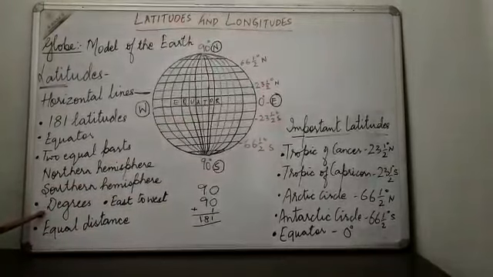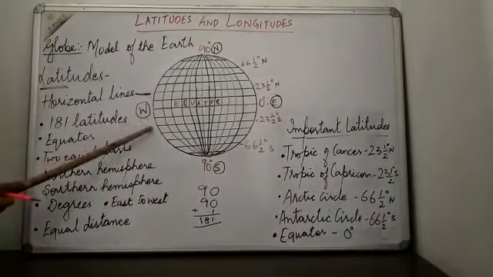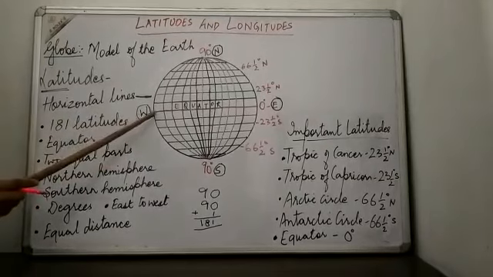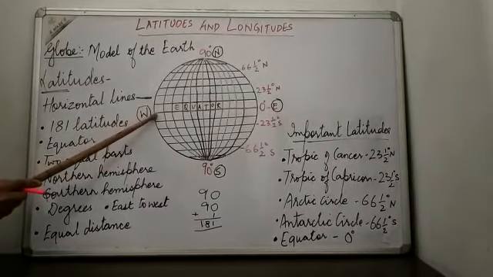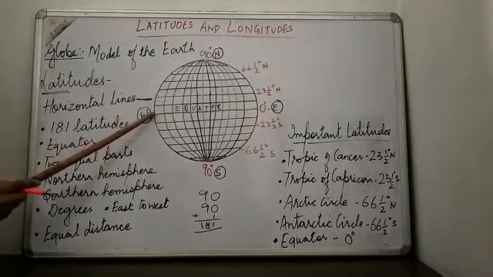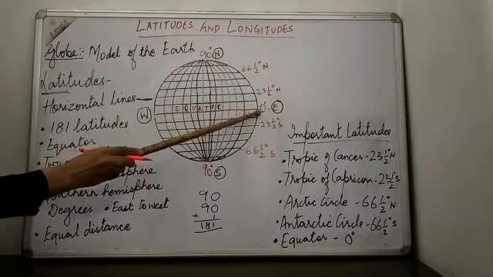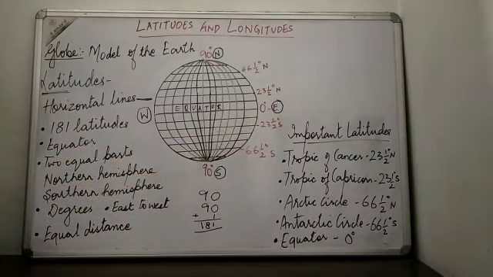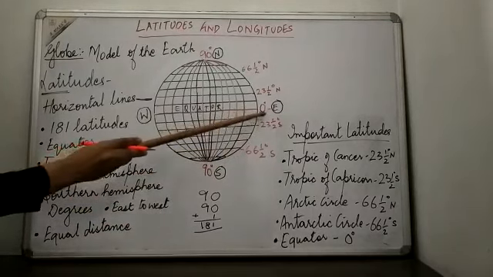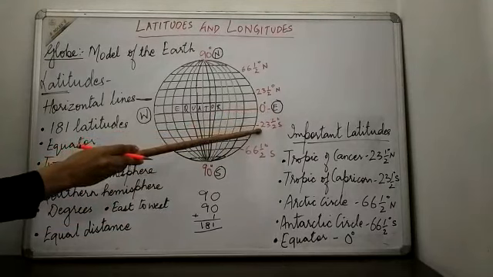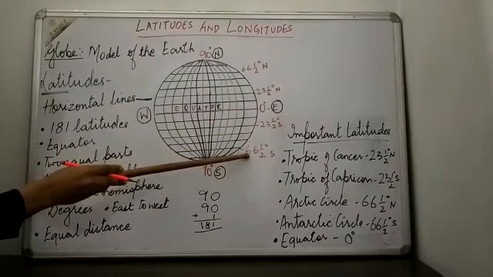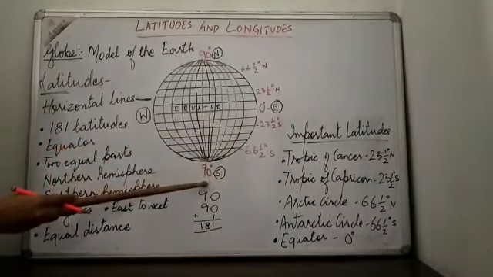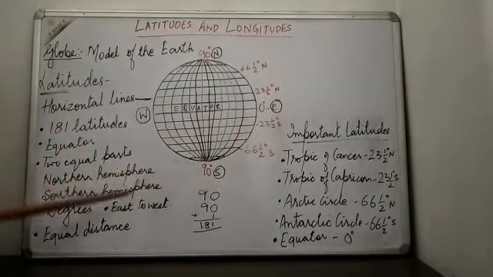Next, degrees. Now latitudes are marked in degrees. As I've already told you, equator is the longest latitude and it is also marked in degrees. The degree is 0 degree. As we move towards the poles, the degrees keep on increasing. I've already written here 0 degree, then 23.5 degree, 66.5 degree, then 90 degree. They keep on increasing as they move towards the poles.